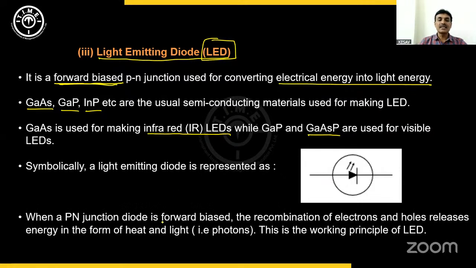When a PN junction is forward bias, the recombination of electrons and holes releases energy. Energy is released in the form of heat and light. Light emitting diode, it emits light. So this is how light is emitted. It is because of the recombination of holes and electrons near the junction. And that light contains photons. Like that, an LED works. That is the working principle of an LED. Okay.